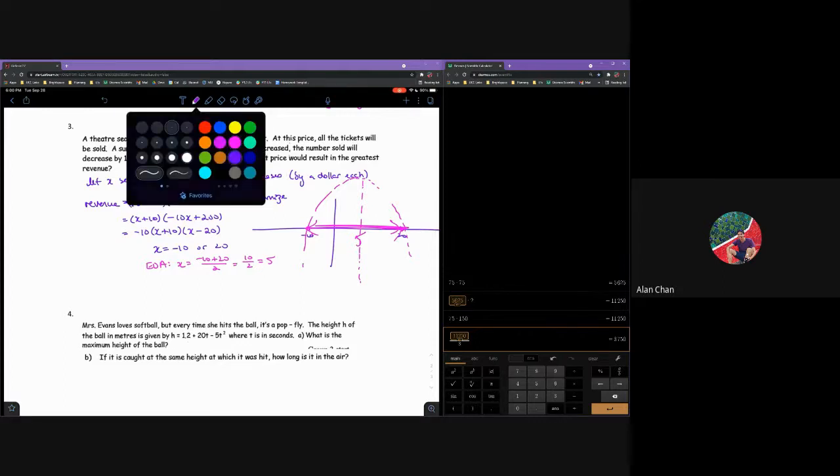Okay. So therefore, the ticket price is $15.